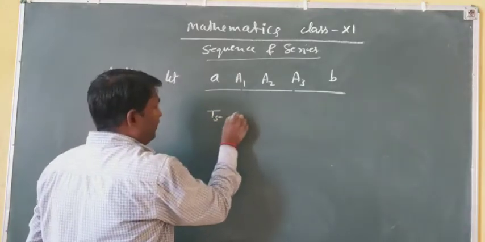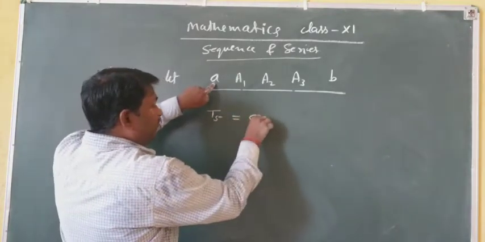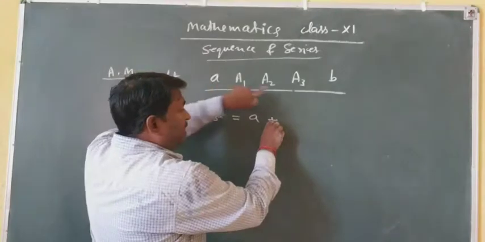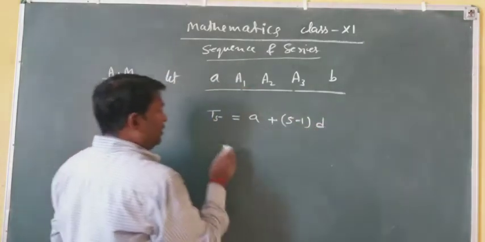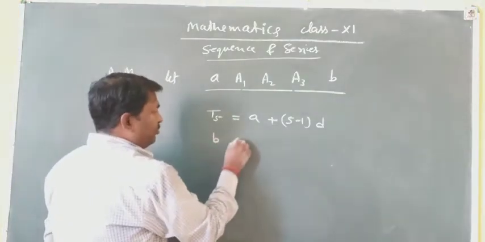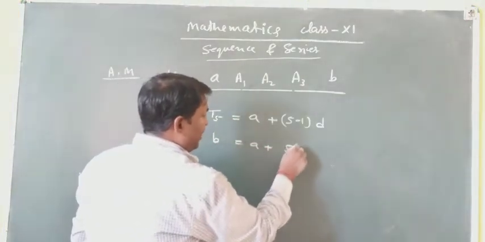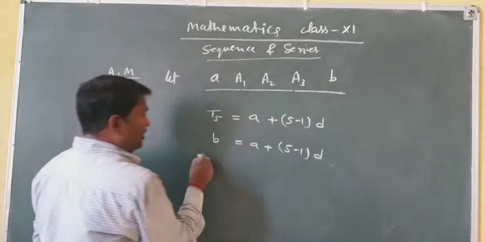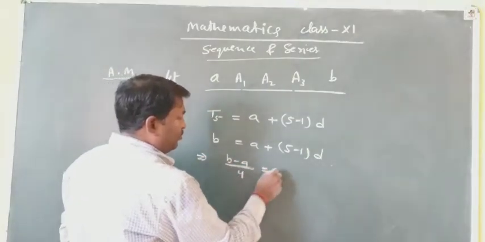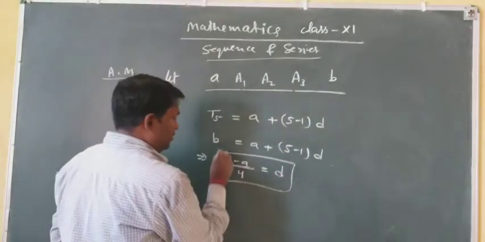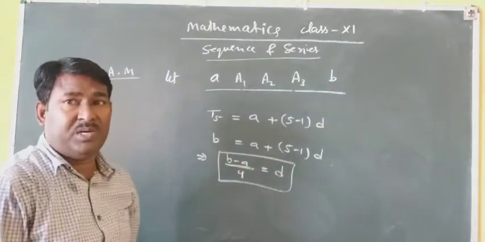So T5 is equal to A, the first term, plus (5 minus 1) into D. T5 is B, so B is equal to A plus (5 minus 1) into D. It implies that (B minus A) by 4 is equal to D. This is D, the common difference.